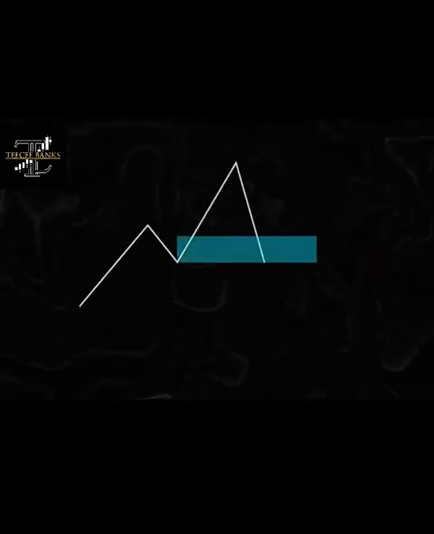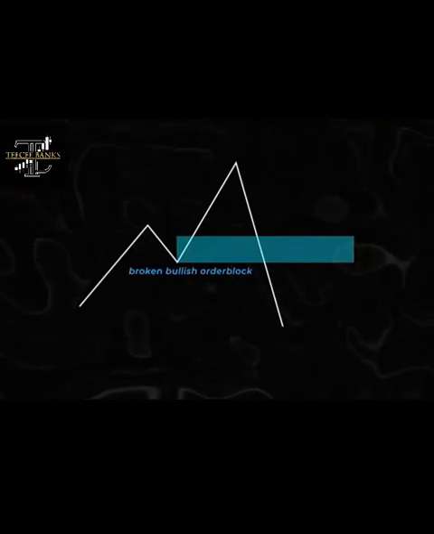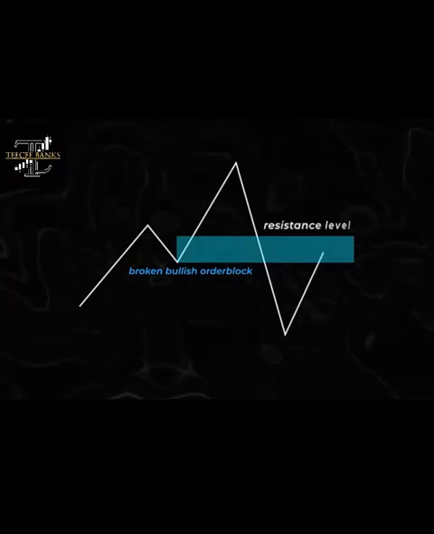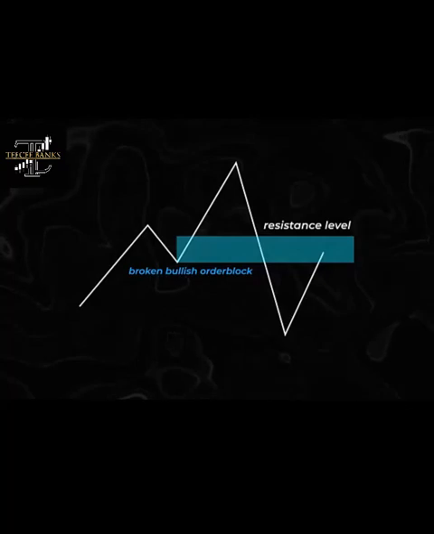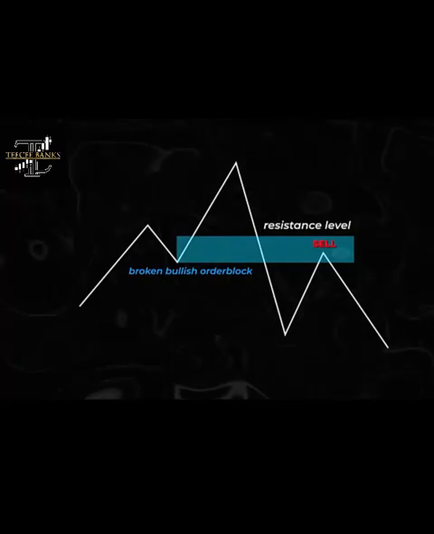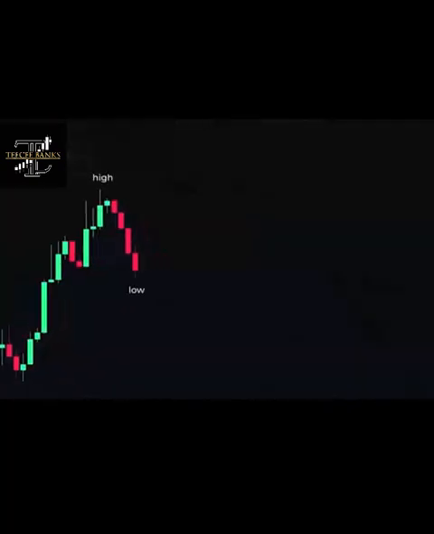A breaker block is a previously valid order block that has been broken. Once an order block is broken, the price may retrace back to that level, and it can act as a potential resistance level, where the price may reject this level. This gives us an opportunity to short at the breaker block. Keep in mind that breaker blocks are typically one-time use. After the price breaks and retests the level, their effectiveness is usually done. Let's break down this chart example.